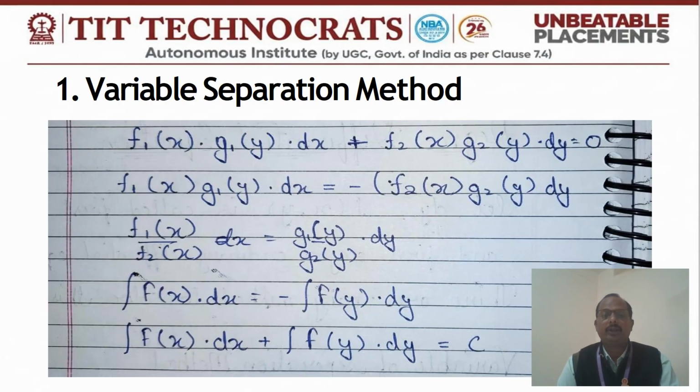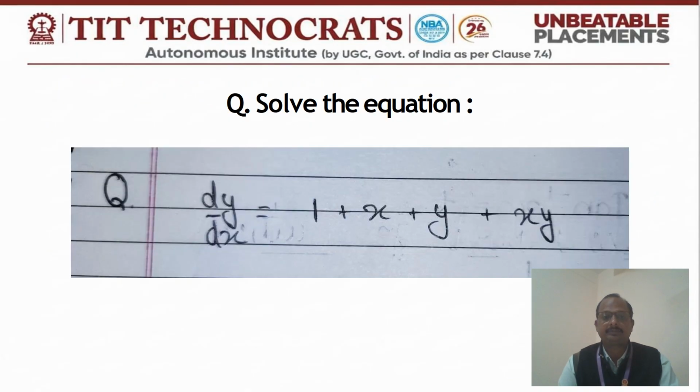Variable separable method: suppose we have a structure like f1(x) g1(y) dx plus f2(x) g2(y) dy equal to 0. After making some mathematical arrangements, we get an equation like integration of f(x) dx plus integration of f(y) dy equal to c. You can see the variables are distributed according to their integral part. In case of dx there is a function in x, in case of dy there is a function in y. Such a case is called the variable separable method.